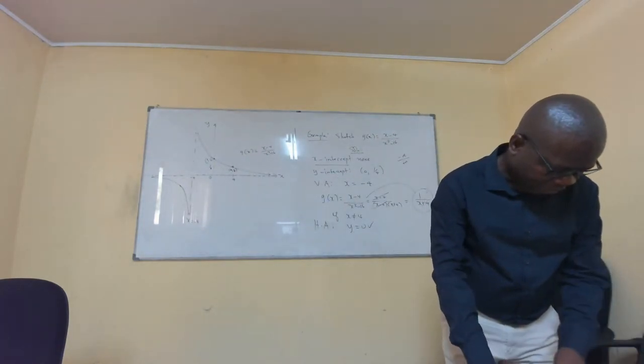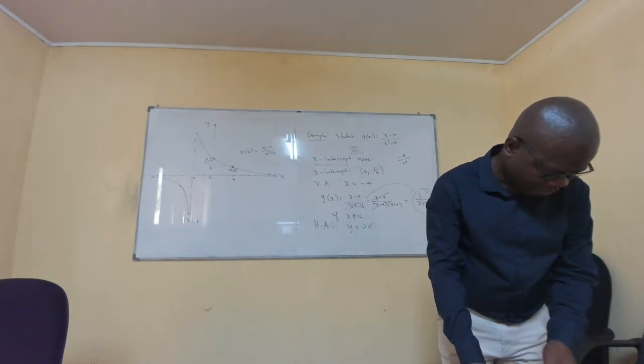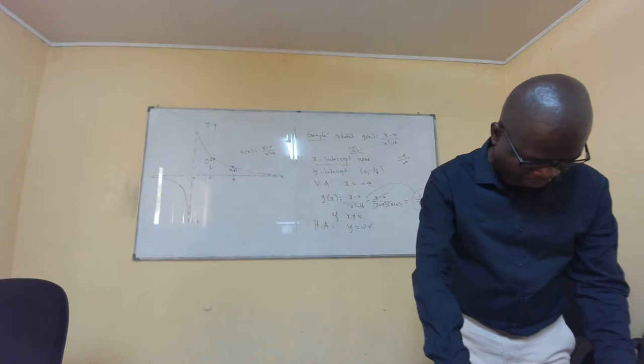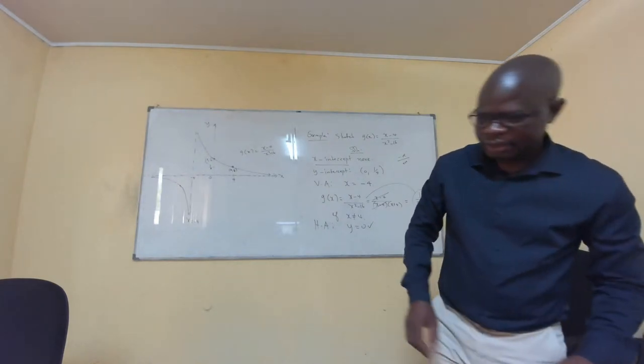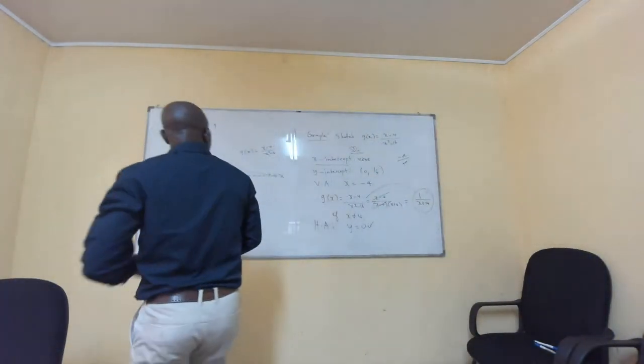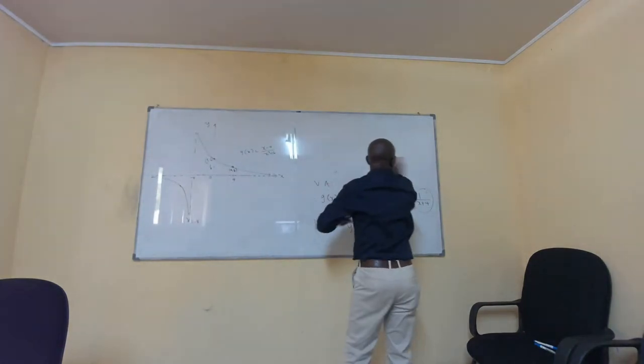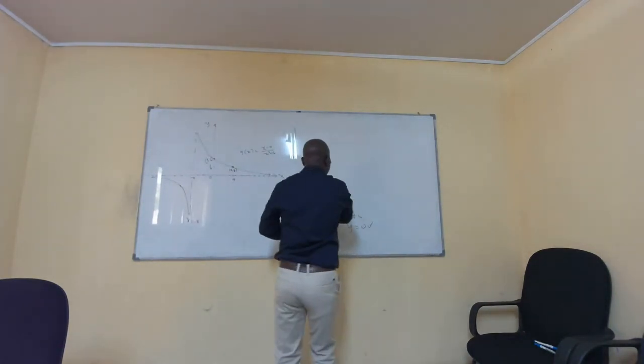Okay. Before I move to something different, I want us to discuss another type of asymptote. Another type of asymptote, and it is called the slant or oblique asymptote.